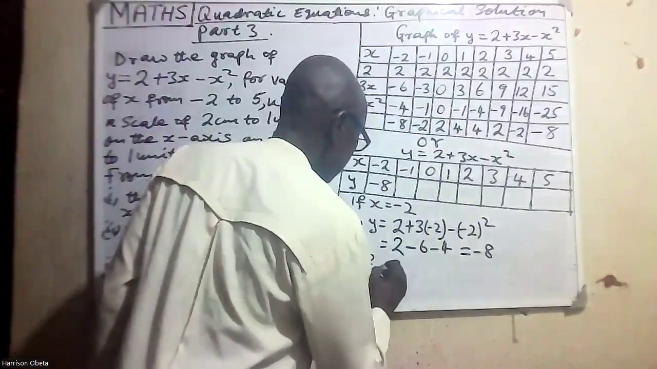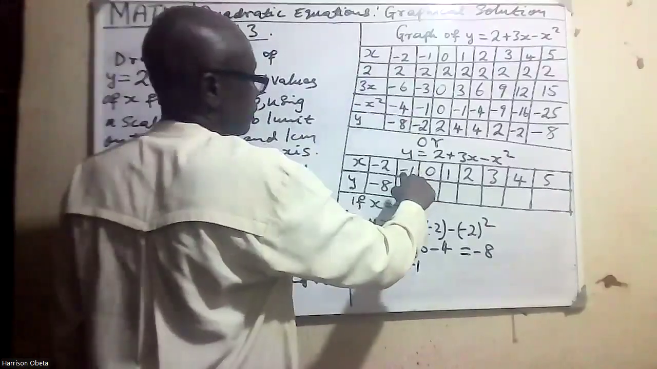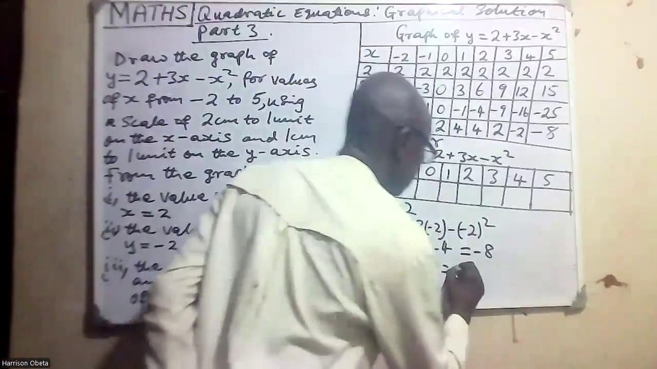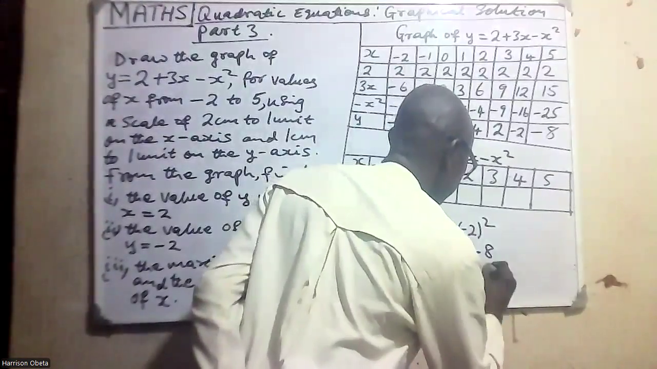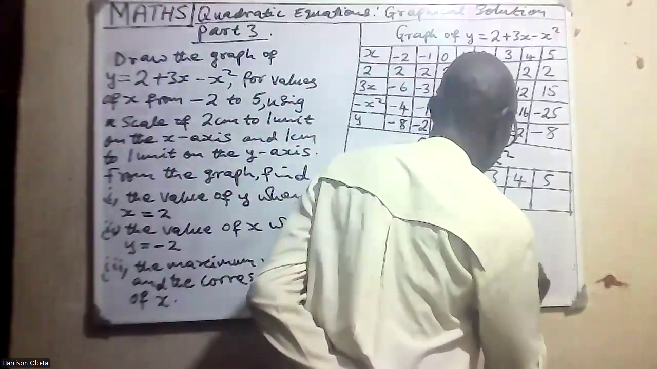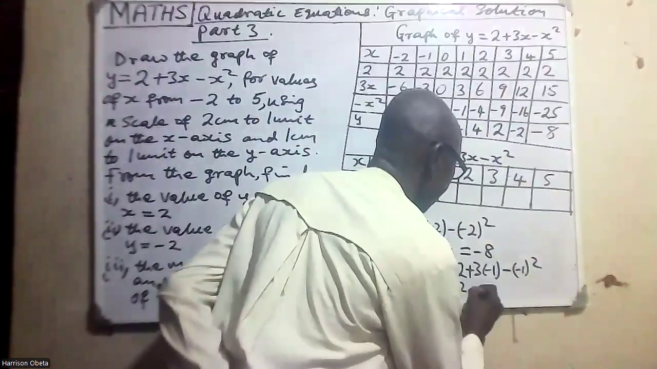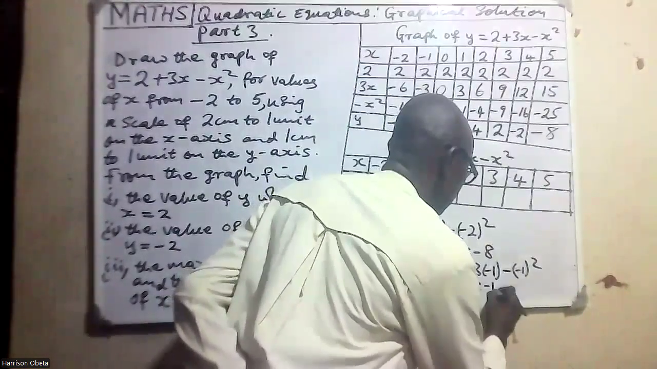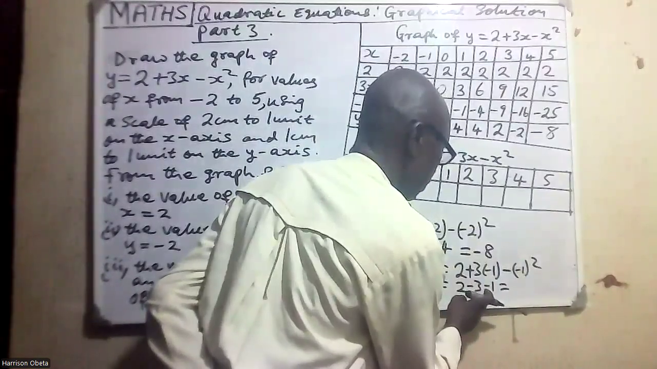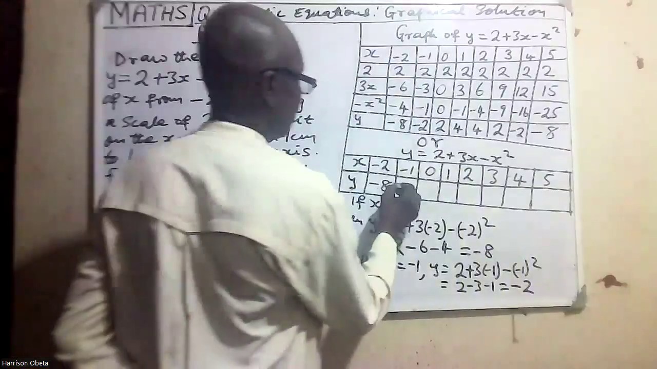Okay, if x equal to minus 1, we are picking this now. Then y should equal to 2 plus 3 bracket minus 1, then minus bracket minus 1 squared. So that will give us 2 minus 3 minus 1. And that is minus 3 minus 1 is minus 4. Minus 4 plus 2 is minus 2. See that we are getting the same answer.